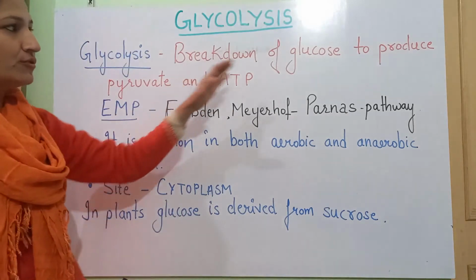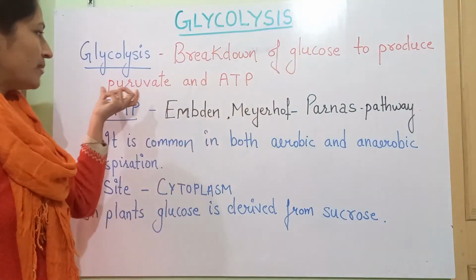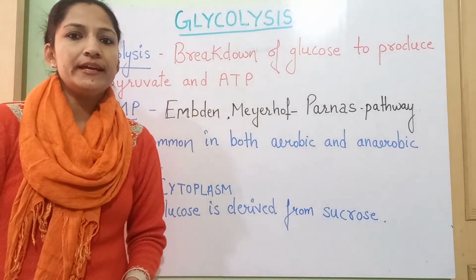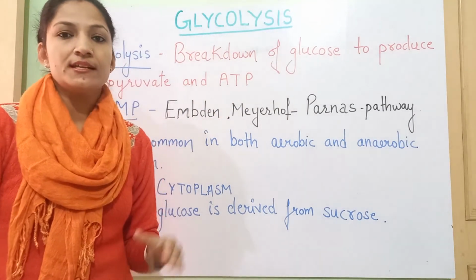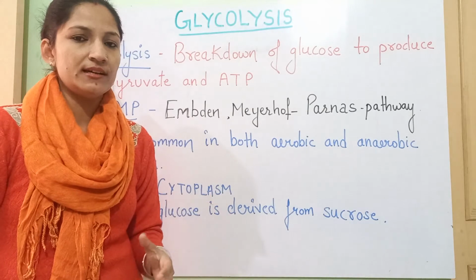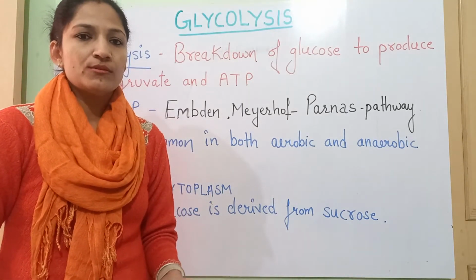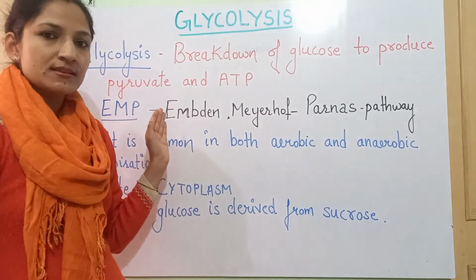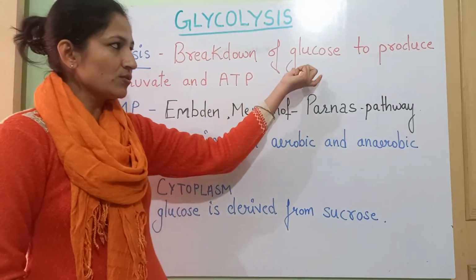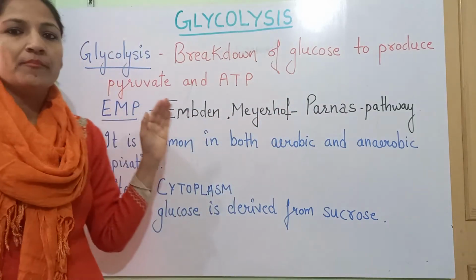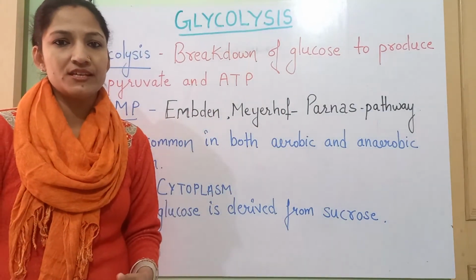The breakdown of glucose to produce pyruvate or pyruvic acid along with ATP, because this is part of respiration, and as a result of respiration we'll be getting energy. So this glycolysis, where we are breaking down glucose, will be yielding firstly the pyruvate by partial oxidation.